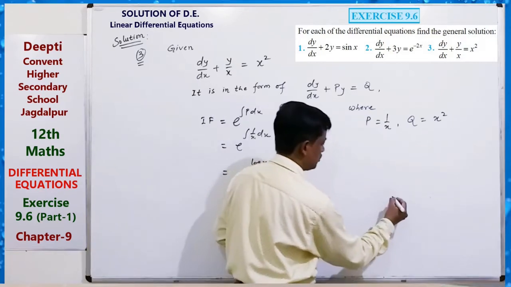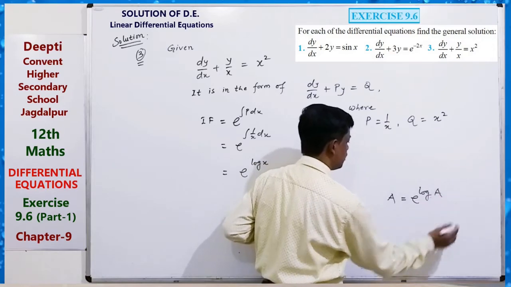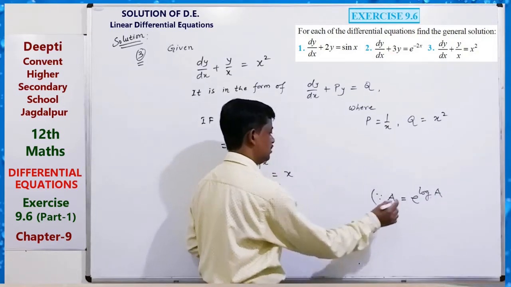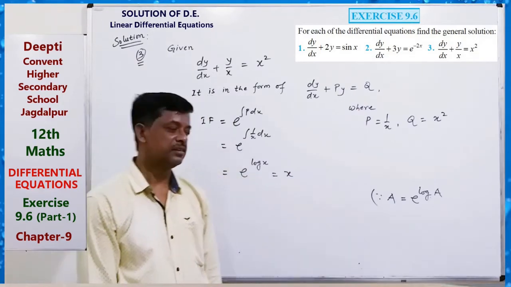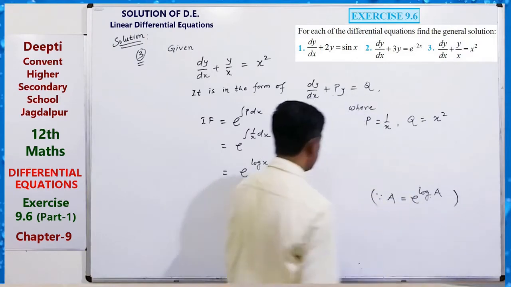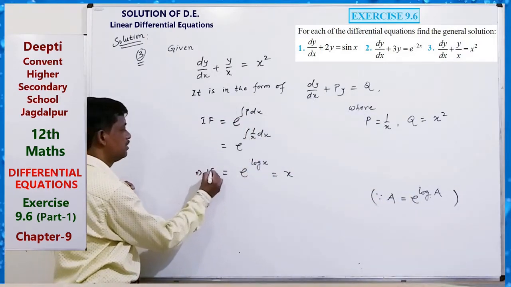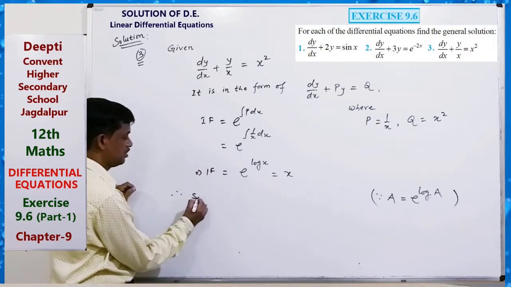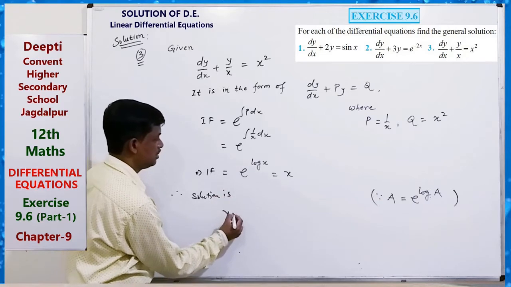You know, a equals e to the power log a. We know this: e to the power log a equals a. So e to the power log x equals x. So IF equals x. Therefore the solution is what?